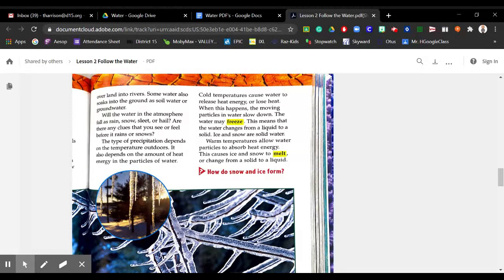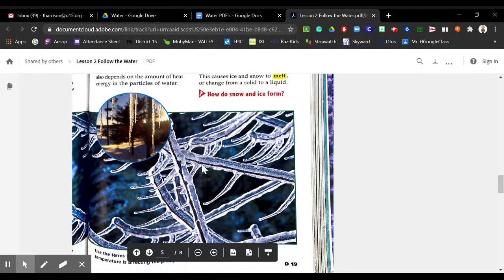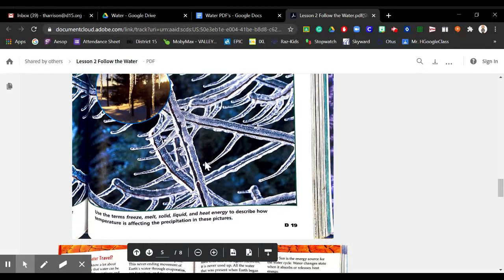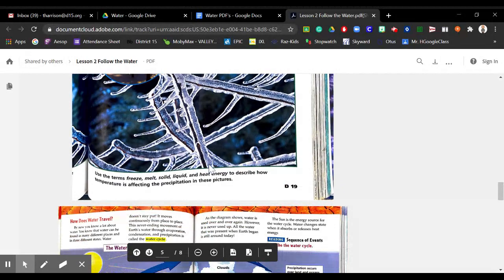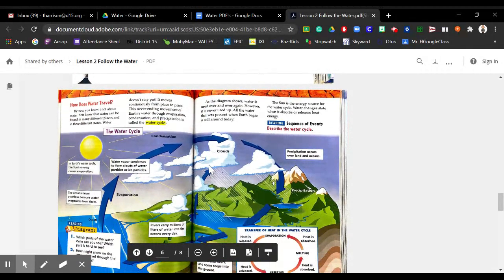Warm temperatures allow water particles to absorb heat energy. This causes ice and snow to melt, or change from a solid to a liquid. How does water travel?